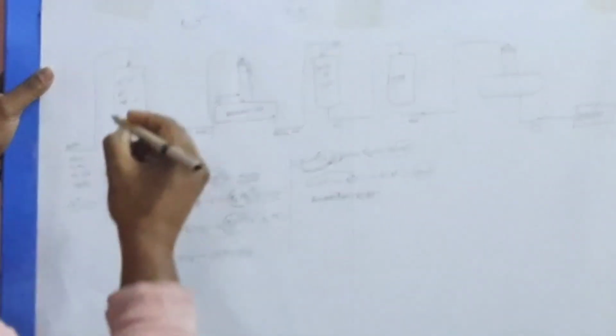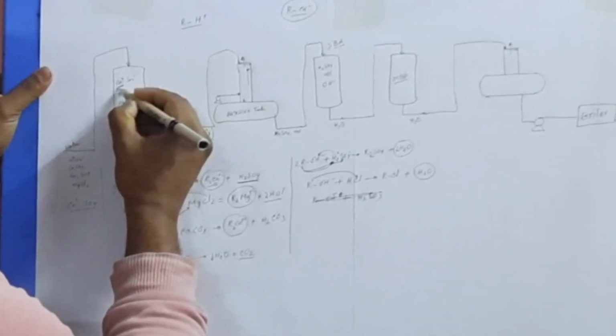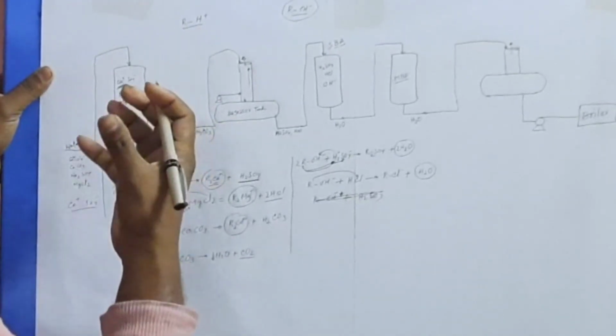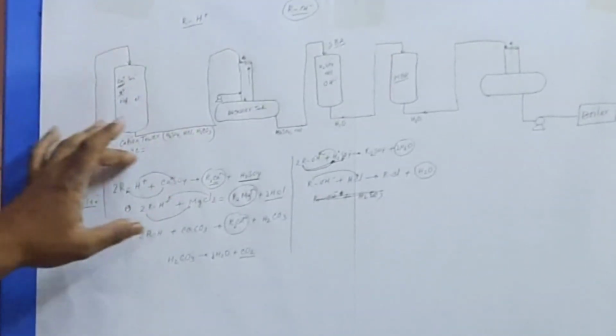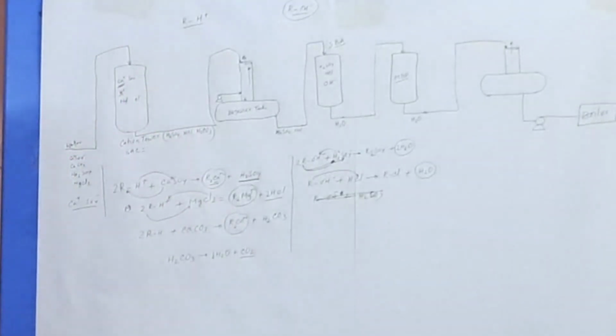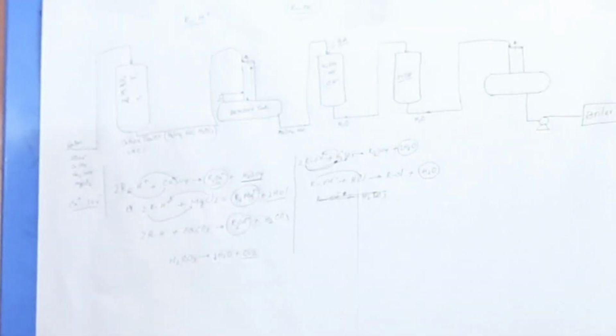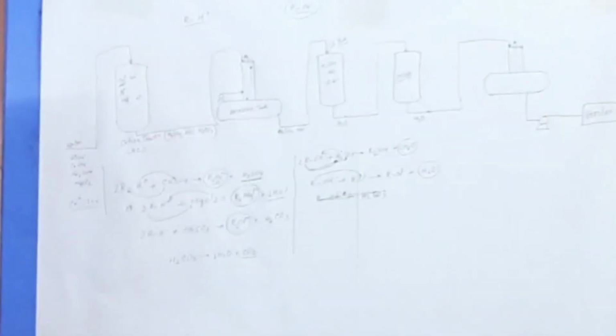Because in this cation tower, normally all cations are absorbed. So first we will do the regeneration for the cation tower. For the regeneration we are using two types of chemical. One is sulfuric acid or hydrochloric acid, another is sodium hydroxide. Sulfuric acid or hydrochloric acid we are using on the cation tower, and sodium hydroxide we are using on the anion tower. So how will it react?